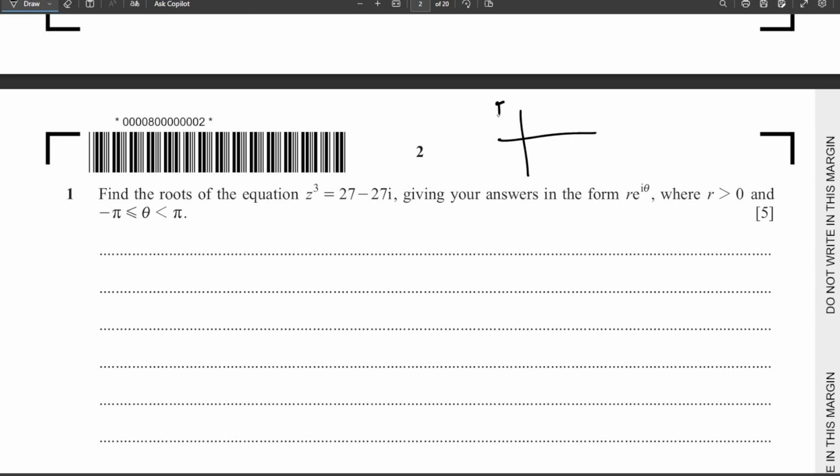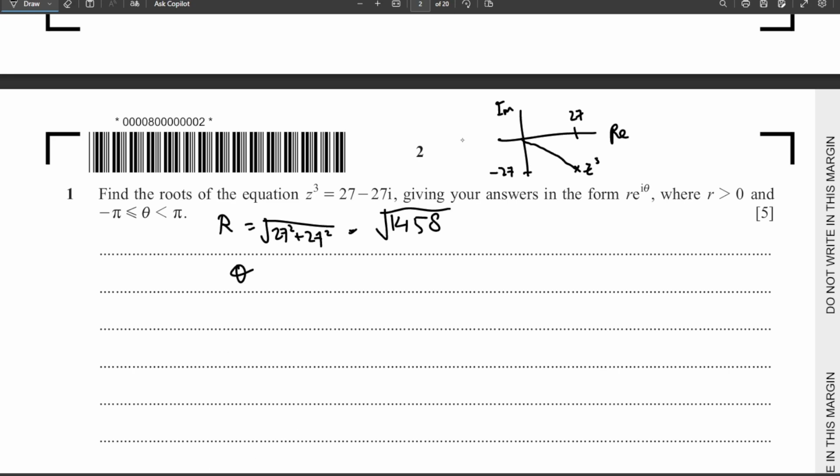If you recall your Argand diagram, z cubed will be somewhere here, where it's 27 on the real axis and negative 27 on the imaginary axis. So to find r, which is the length or magnitude of the line, we can use the Pythagoras theorem. So r will be the square root of 27 squared plus 27 squared, which is the square root of 1458. I'll just leave it like that for now. It doesn't say I have to find it in exact form, so it's okay.